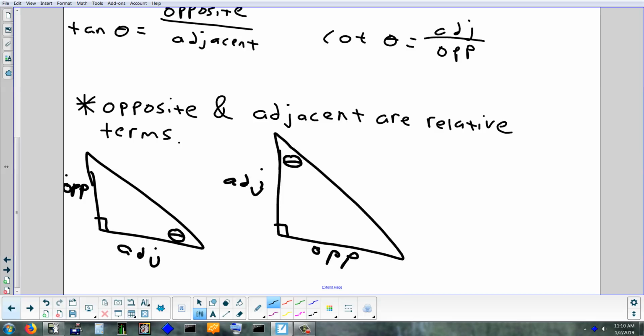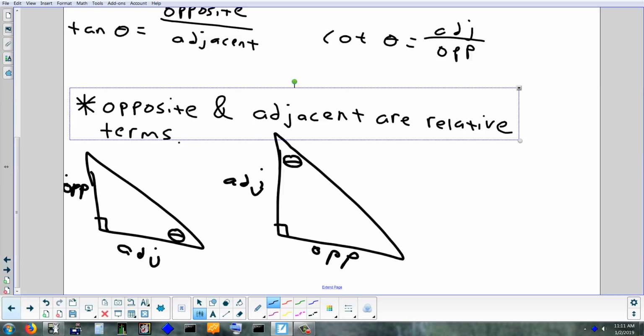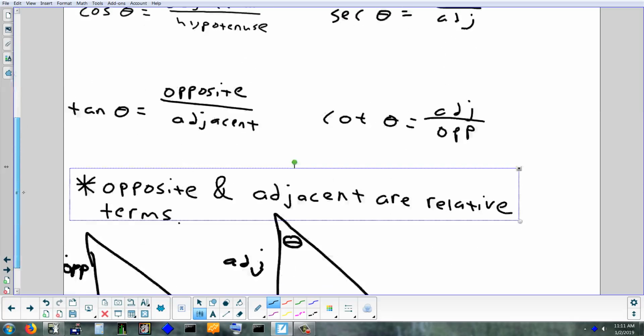What doesn't change is the hypotenuse. The hypotenuse is always across from the 90. Doesn't matter what angle you're trying to figure out. Okay? Either the top or the one at the bottom. So that's kind of like if I said which way is up. Well, if I face the back wall, or I face the door, or I face the board, doesn't matter. Up is always towards the ceiling. That's the same for all of us. But left and right changes depending on my perspective, the way I'm facing. That's kind of like opposite and adjacent. Okay, so any questions on that?